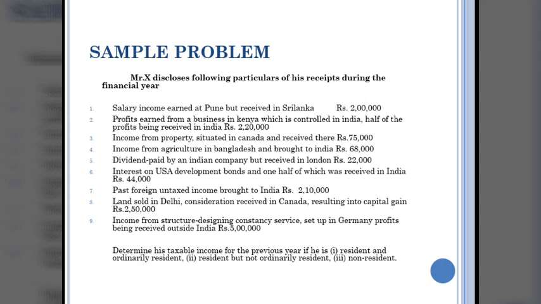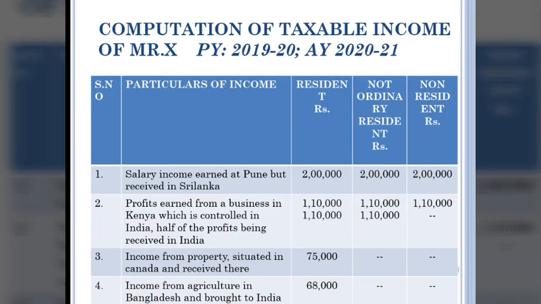So this is the problem. Then you see, determine his taxable income for the previous year 2021 if he is resident and ordinarily resident, resident but not ordinary resident, and non-resident. Then you see the answer, computation of taxable income of Mr.